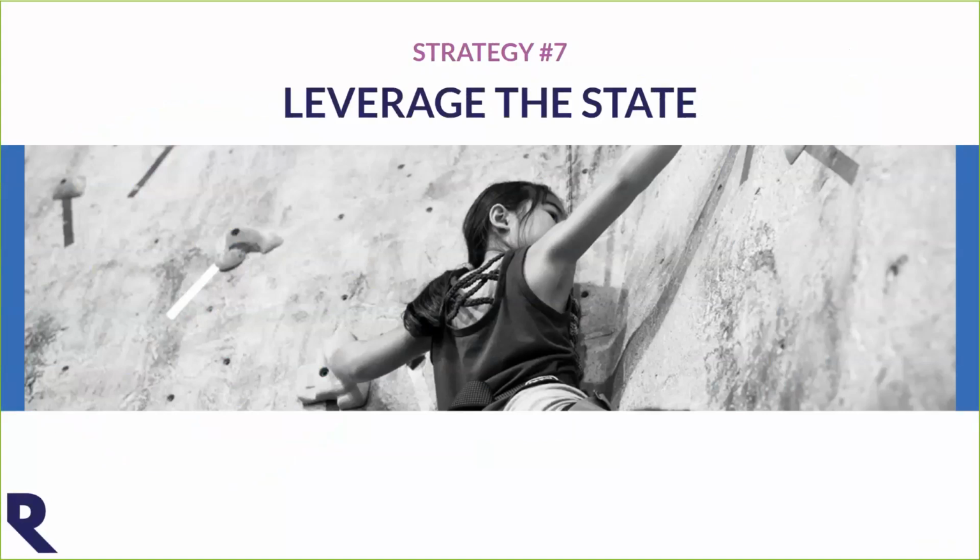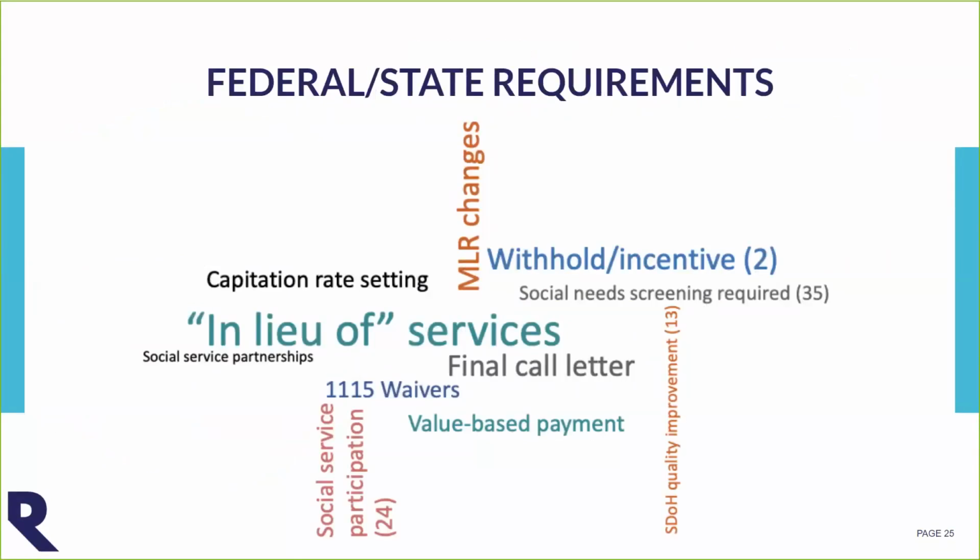The next strategy is leverage the state, work with the state. These state Medicaid directors are coming up with some really cool, innovative ways to deal with these issues. And the federal and state requirements, we can leverage them to actually help solve this problem. A couple of areas that I'll focus on is more traditional services are being permitted to be covered, and these are even included on the MLR side of the ledger, so defined as incurred claims for MLR purposes.